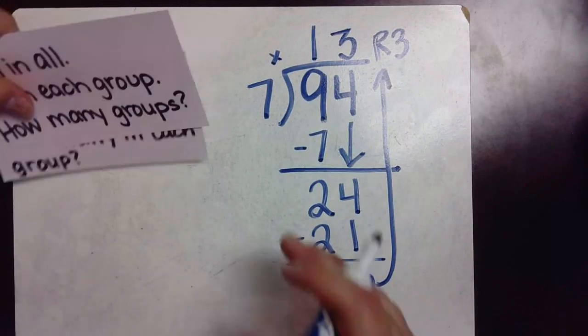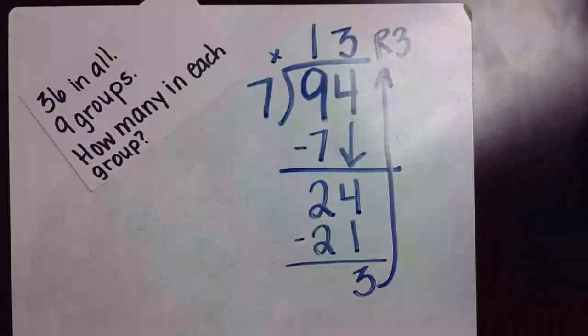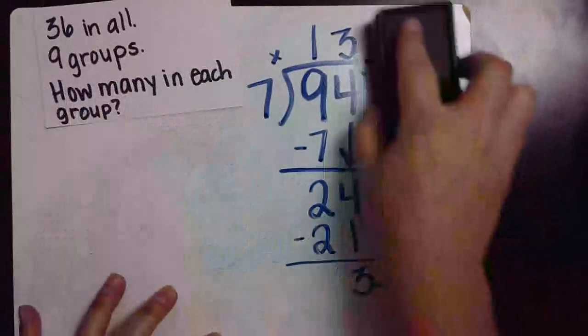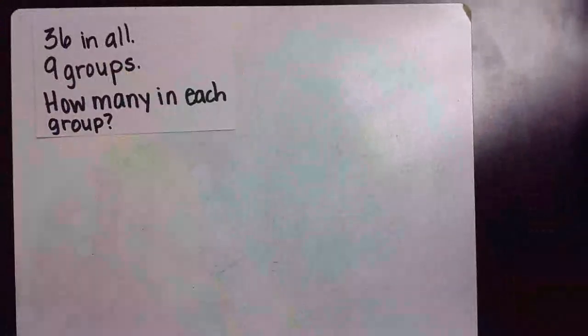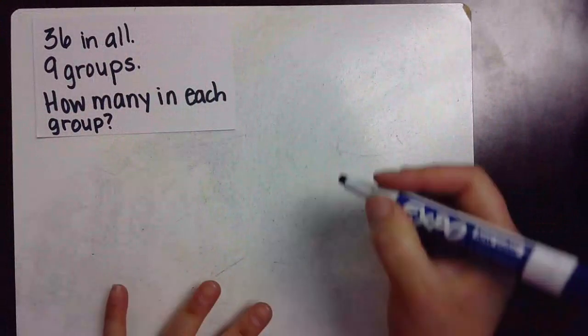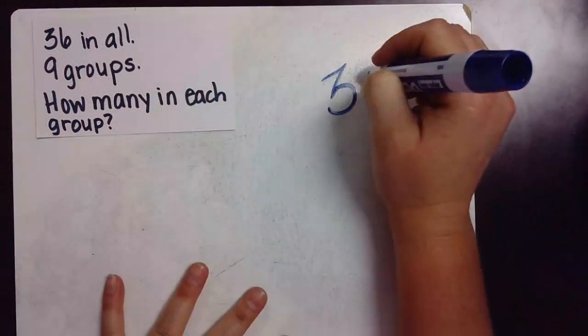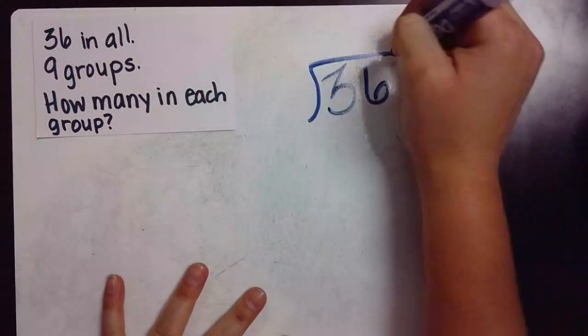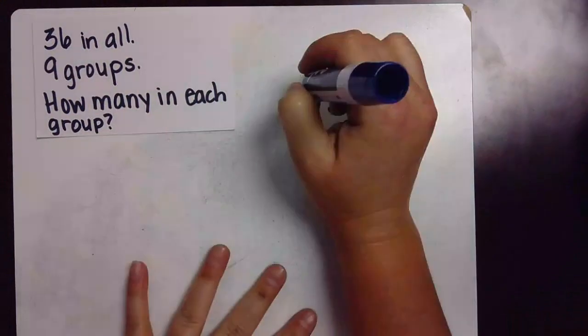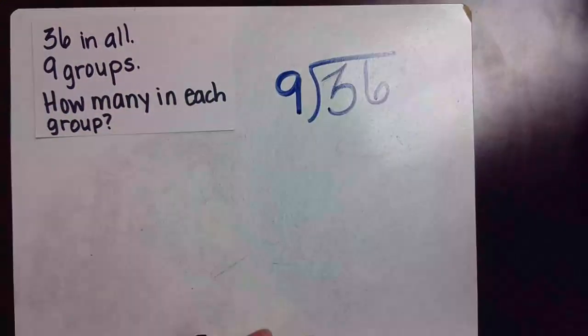All right, so we have one more that we're doing together. So hopefully you're in your journal and you're doing this with me. There's 36 in all, 9 groups. How many in each group? So there's 36 in all. That's my total, goes in the den because it's my dividend, divided by 9.